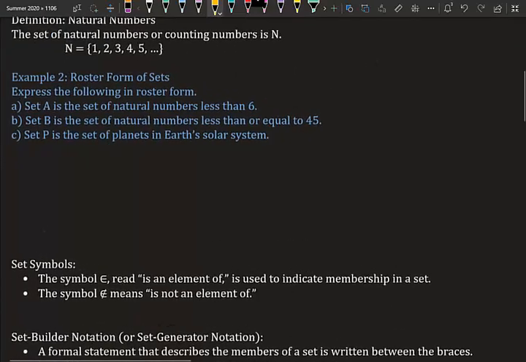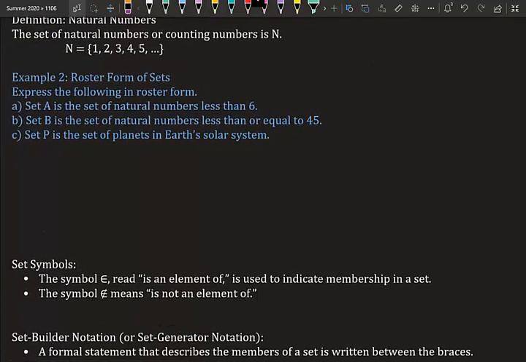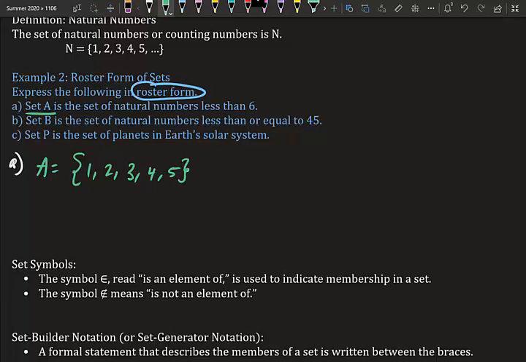Let's do roster form of sets. Express the following in roster form. Set A is the set of natural numbers less than 6. So A equals the natural numbers less than 6. We draw our little braces. The reason we draw the braces is because it says roster form. So inside the braces we have 1, 2, 3, 4, 5, because we want natural numbers less than 6. So normal counting numbers that are less than 6.